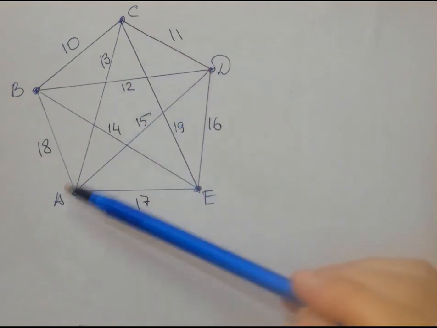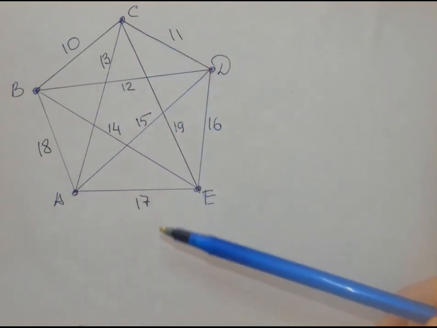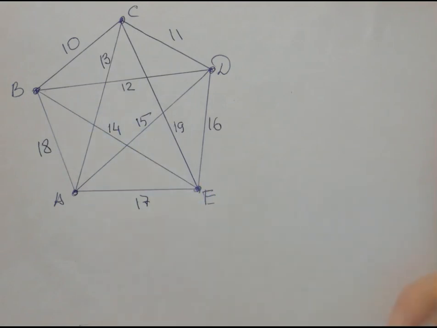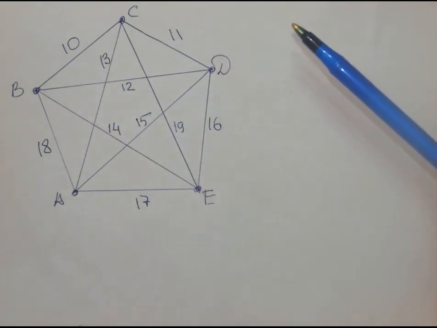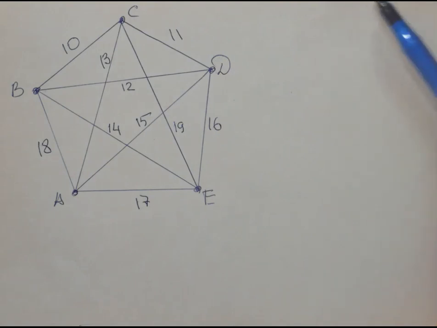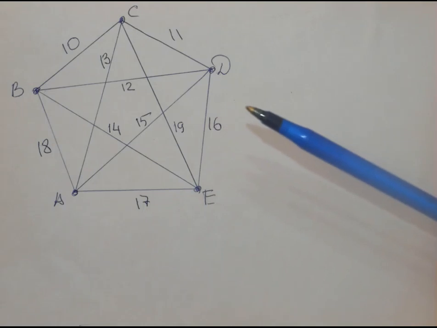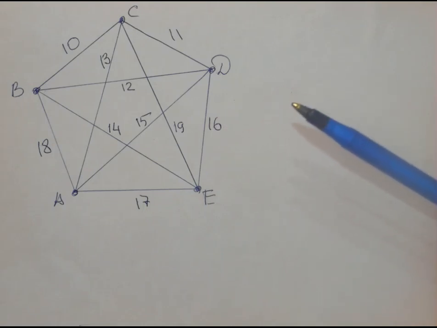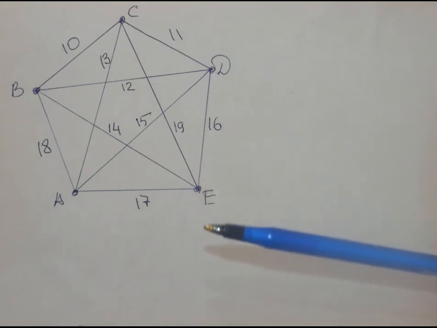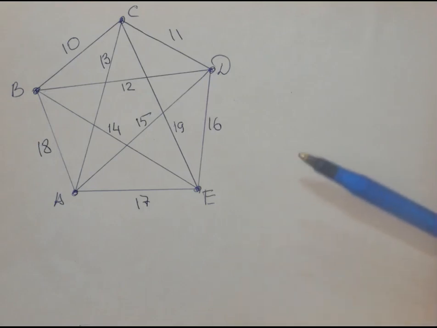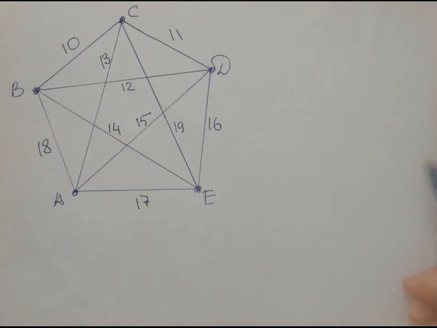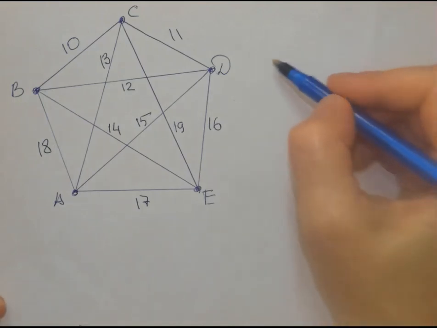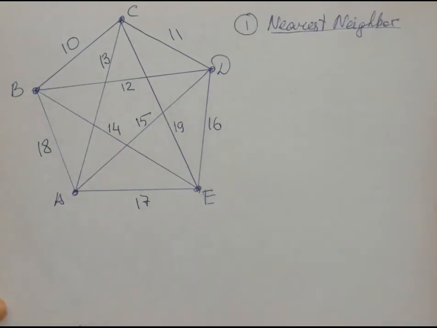Hamilton means we visit every vertex. Circuit means we return to the same vertex. So for 5 vertices, there will be 12 different circuits. We find the weight of all of them and choose the best one. We have 2 other algorithms. The most simple is the nearest neighbor algorithm.